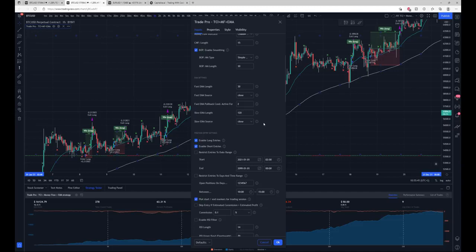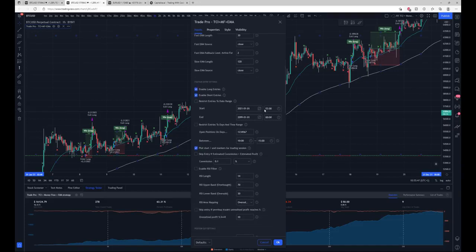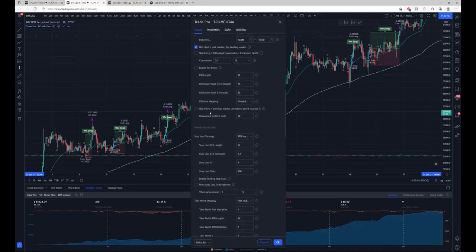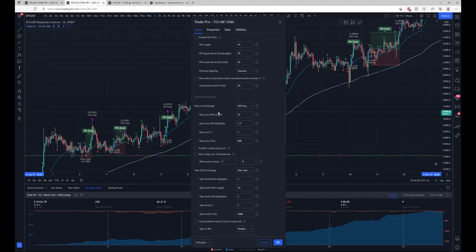So now let's go to the next thing here, just the ability to enable only long entries, only short entries, or allow it to take both. You can restrict entries to certain date range and time range, certain days of the week if you wish to. You can have an RSI filter.